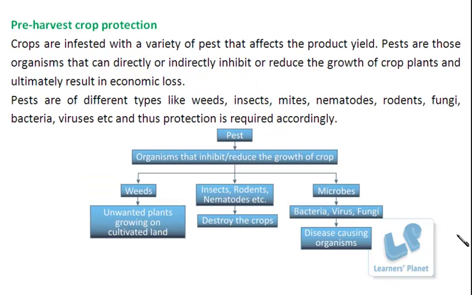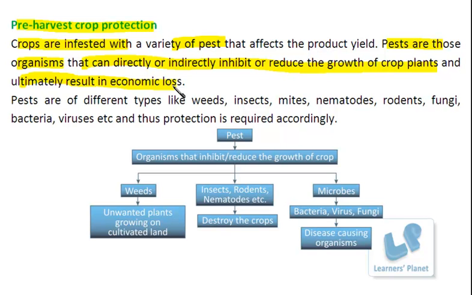Let us first discuss pre-harvest crop protection. These crops, as I said, are infested with a variety of pests, right? So the initial thing that you must know is what this pest is, isn't it? Pests are defined as those living organisms that can directly or indirectly inhibit or reduce the growth of the crop plants. And definitely if the growth of the crop plants is reduced or they are attacked by these pests, this will result in economic loss to the farmers and of course to the country.